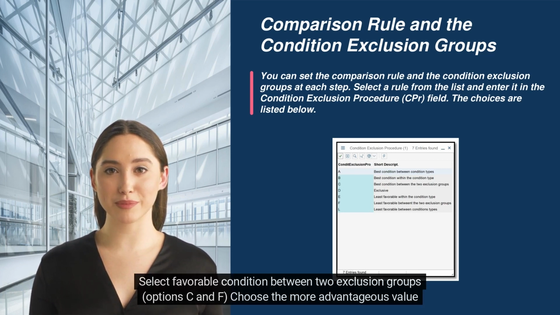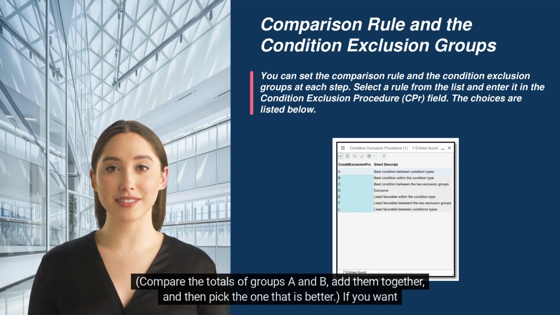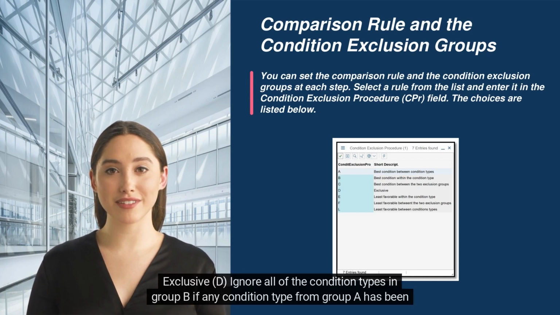Select favorable condition between 2 exclusion groups, options C and F. Choose the more advantageous value from 2 condition exclusion groups by comparing them. Compare the totals of groups A and B, add them together, and then pick the one that is better. If you want the best value, pick option C, and if you want the least value, pick option F. Exclusive D. Ignore all of the condition types in Group B if any condition type from Group A has been chosen.